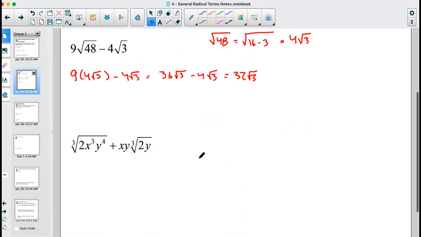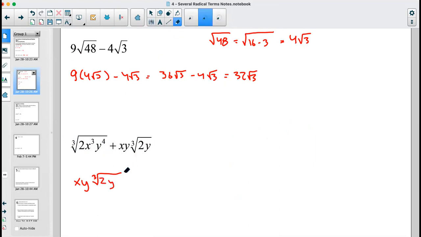This one, I'm assuming something similar is going to happen. Let's see. So these are cube roots. So if I want to take something out, I have to take out 3 at a time. So the second term can't be simplified. But in this one, the cube root of x to the third is just x. And the cube root of y to the fourth, I can take 3 y's out as 1. And then I get cube root of 2y. Right, I took out all the x's and all but one of the y's. And now these things are actually exactly the same.